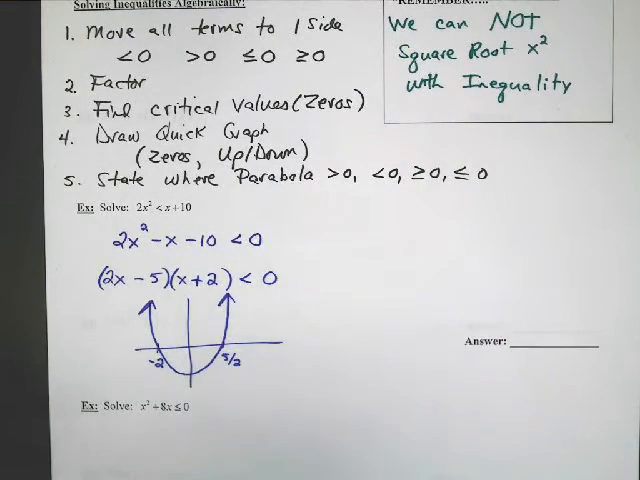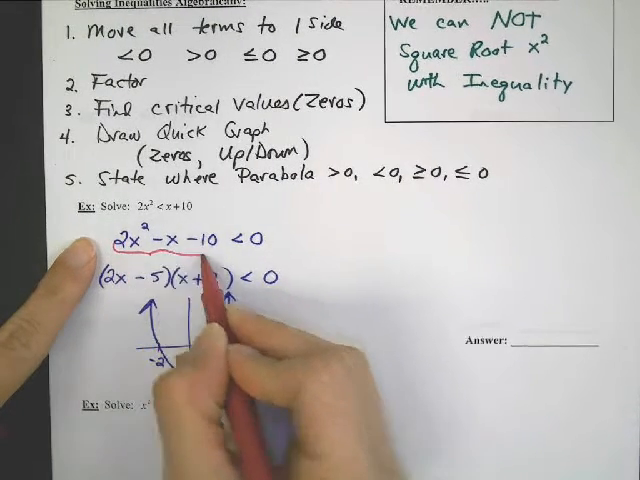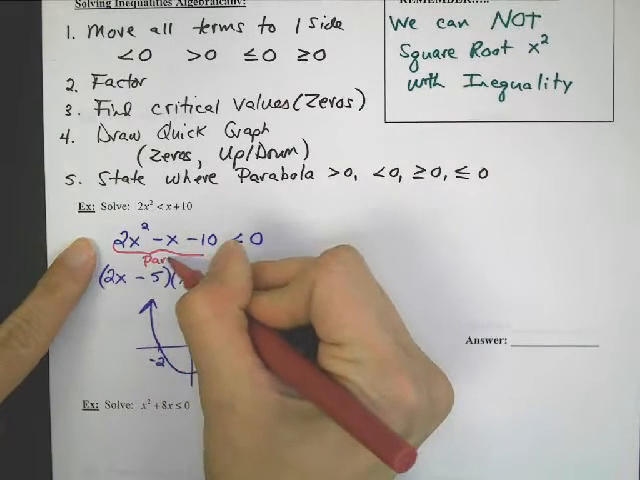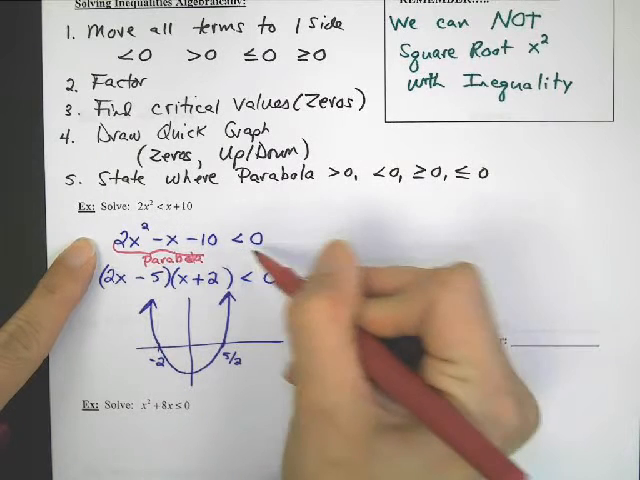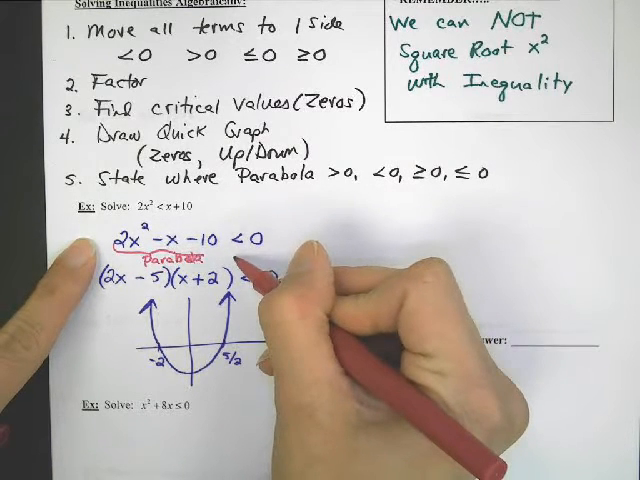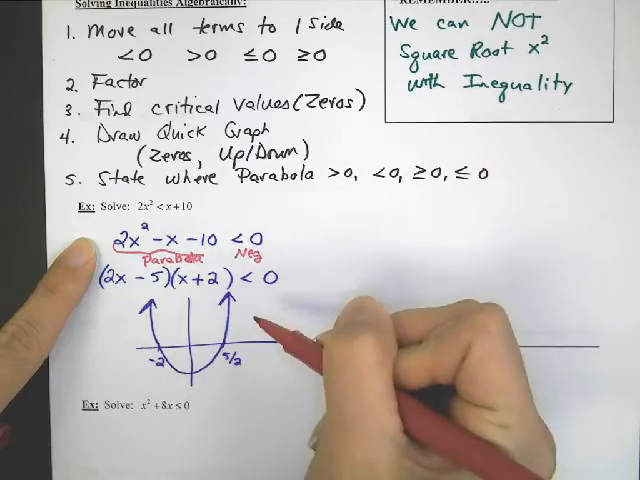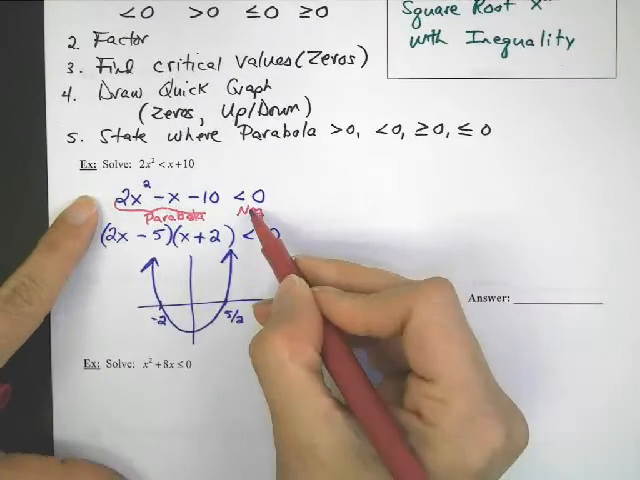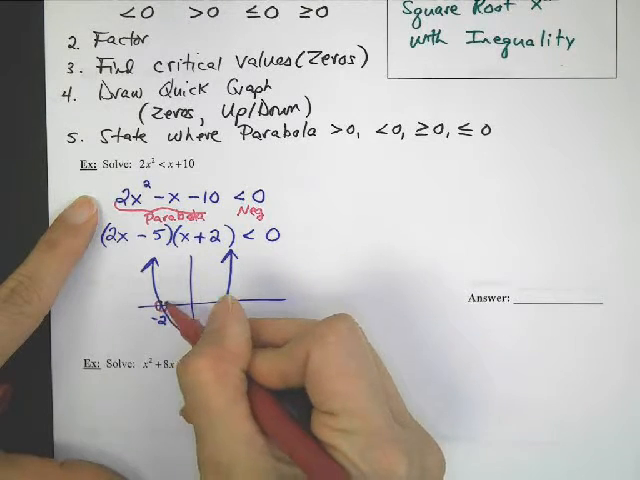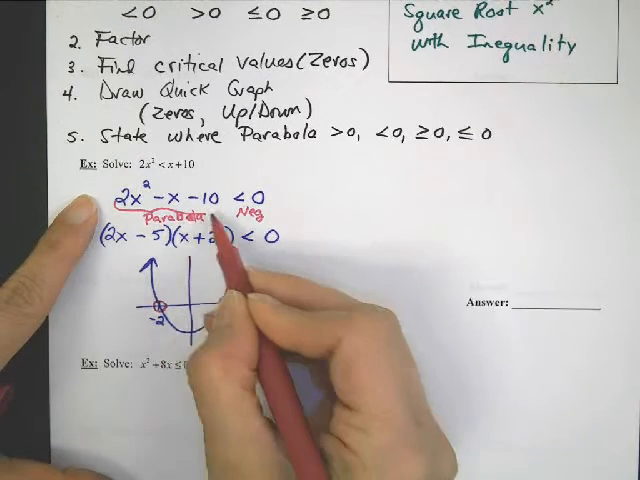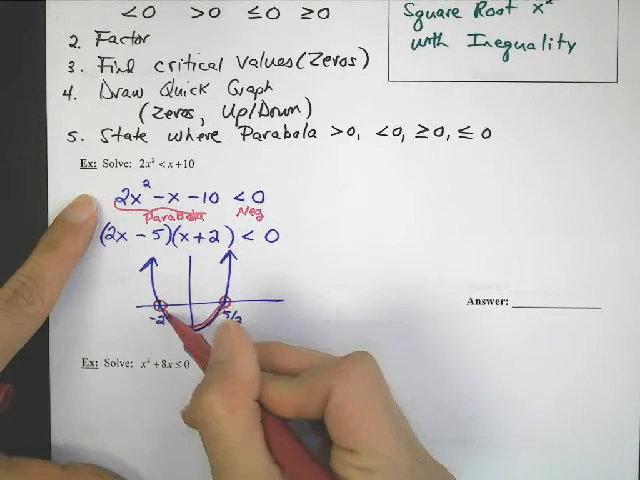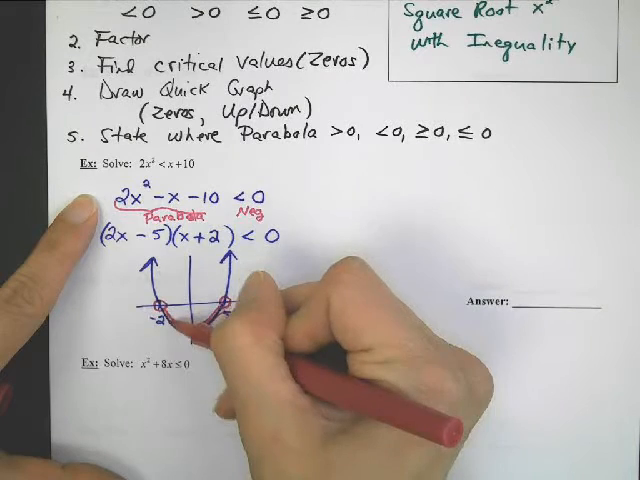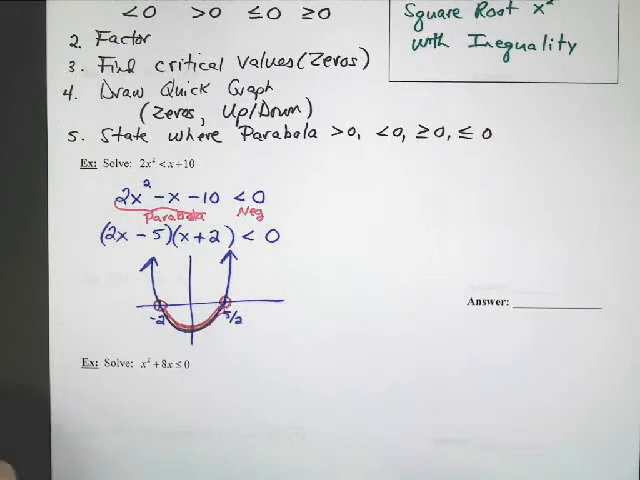Okay, now, what's the question here? I want to know, where's the parabola less than 0? Where's the parabola negative? Where is it down below 0? It does not say equal, so I cannot use these points right here. The parabola is less than 0 all this part of the parabola. These arms are above 0, so that would be the answer.